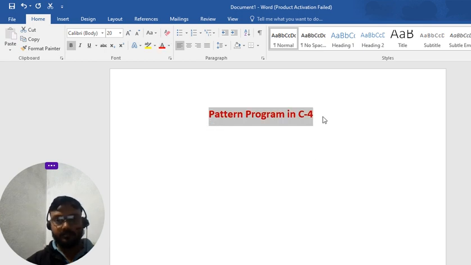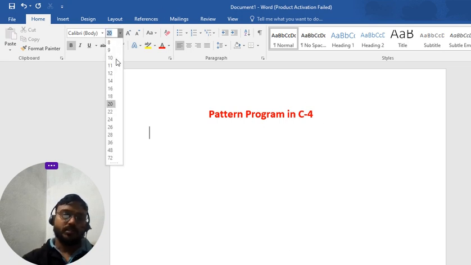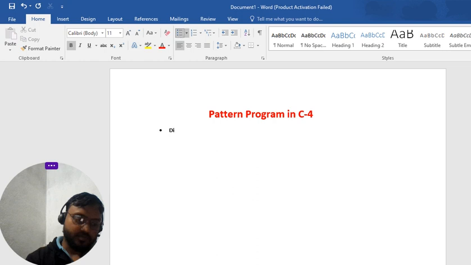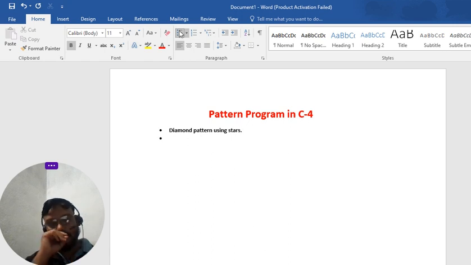So now, what's that? In today's class we'll discuss only one thing because I believe that will take some time. The problem is the diamond set, diamond pattern using star. This is the thing we are going to implement.